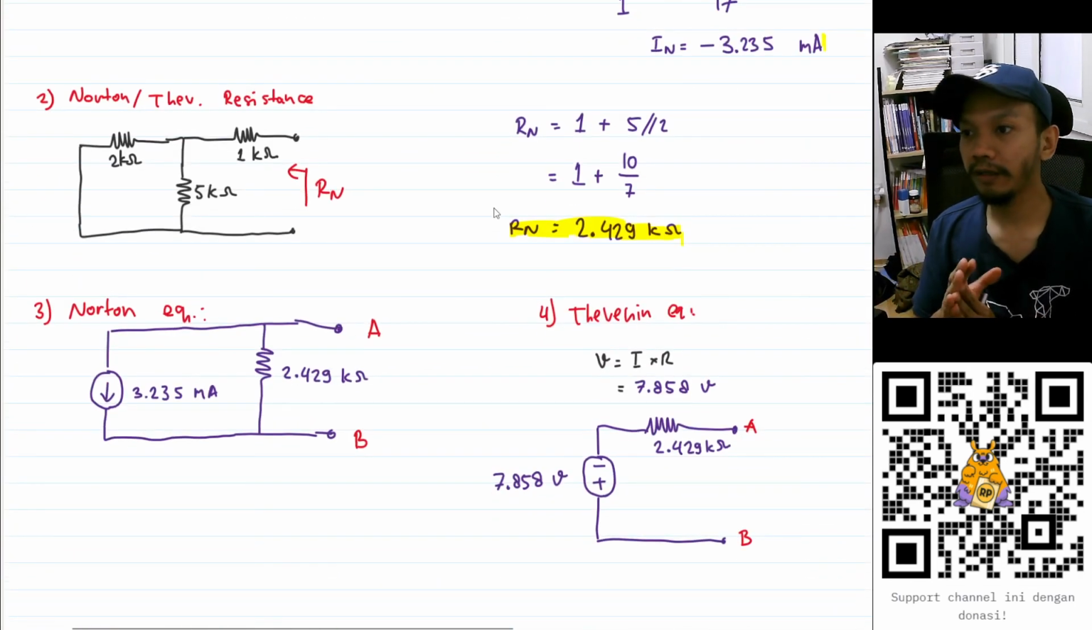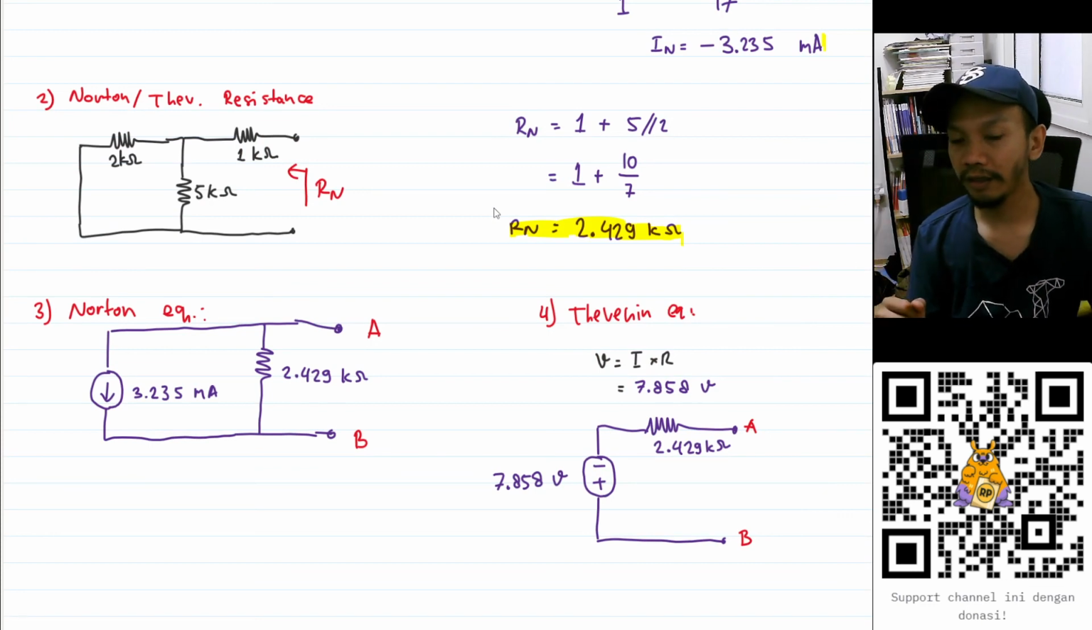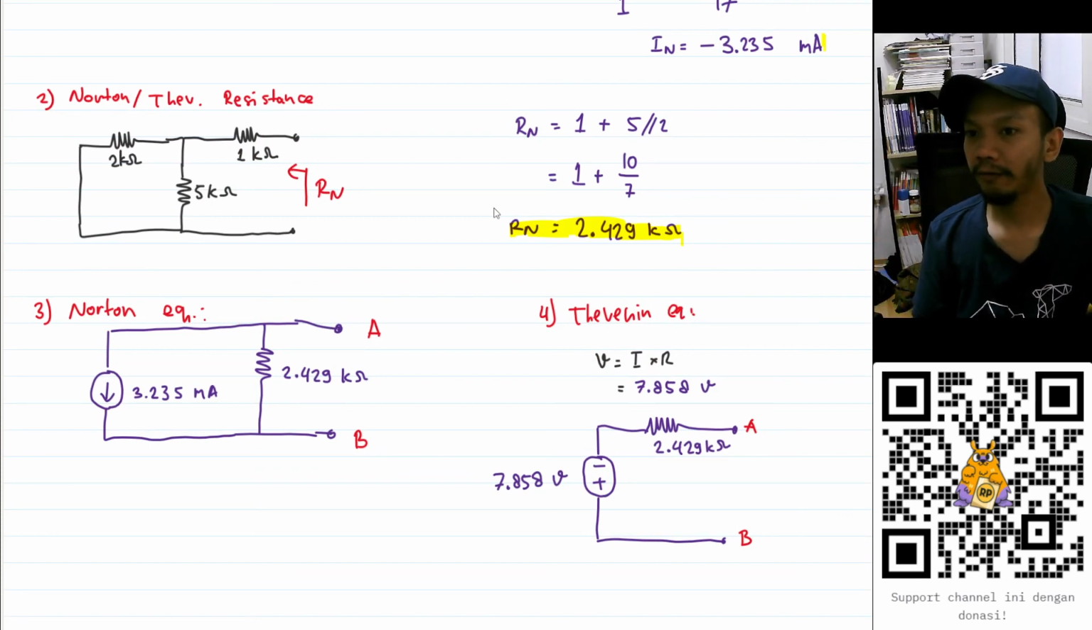And I think I did not make any mistakes, and hopefully this will help you understand what's going on with Thevenin and Norton equivalent.